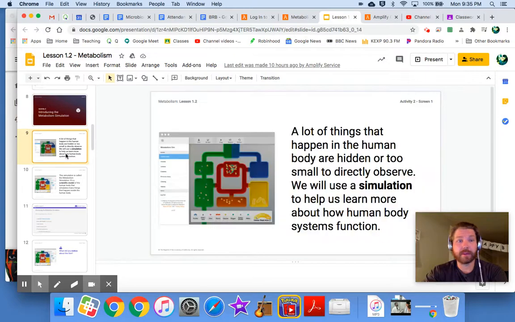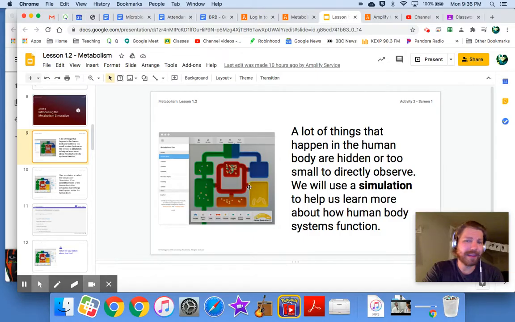You had an opportunity to play with it. So what this simulation is, it's the human body, if you haven't figured that out. And these are different parts of the human body. A lot of things that happen in the human body are hidden or too small to directly observe, so we use the simulation to help us learn more about how human body systems function. This is not what the inside of your body looks like. I hope you understand that.